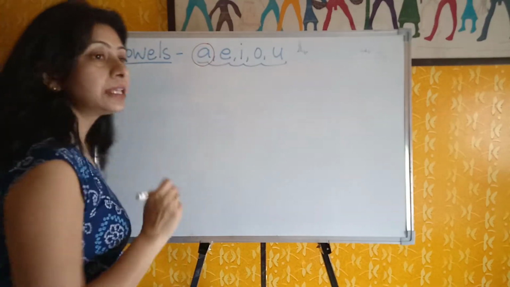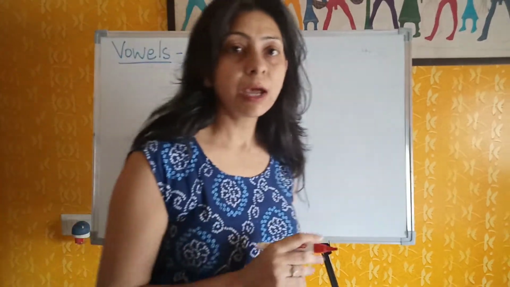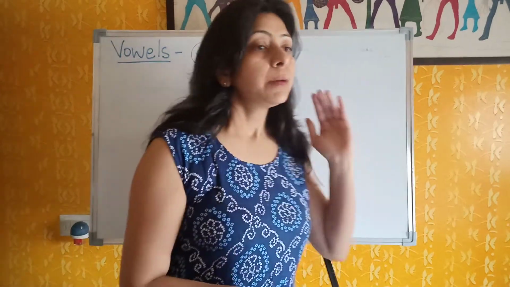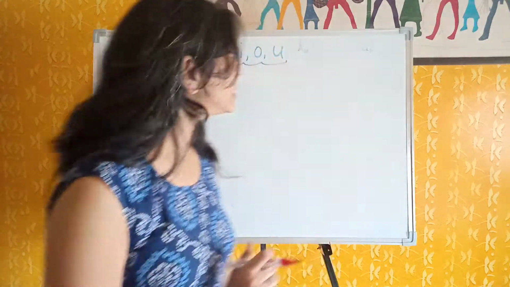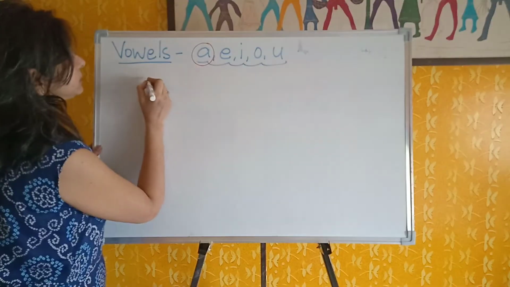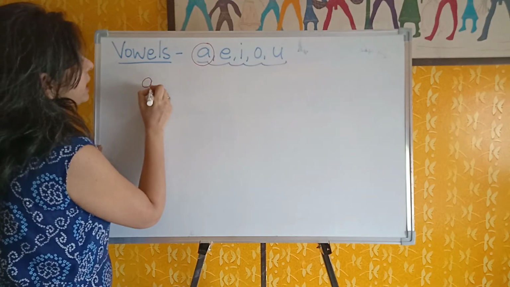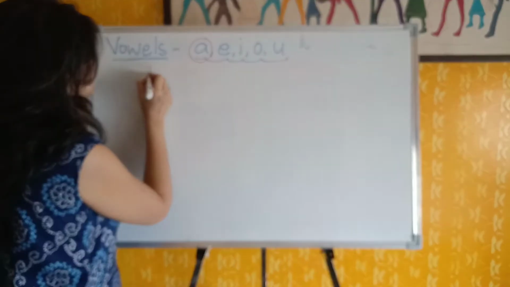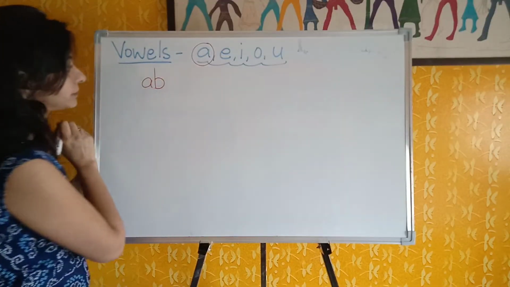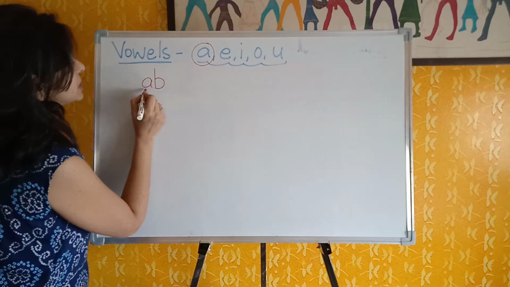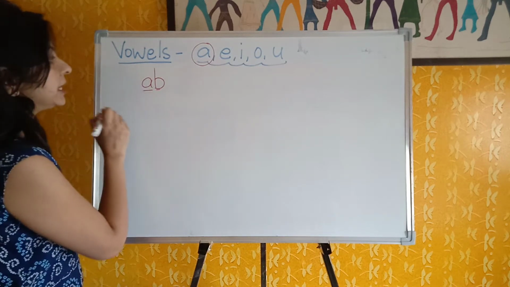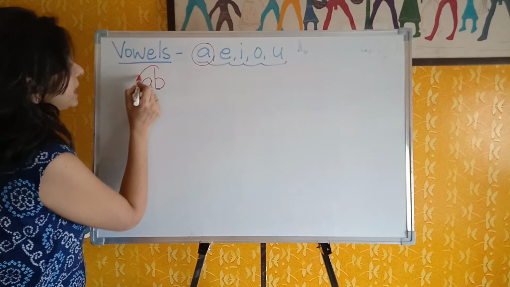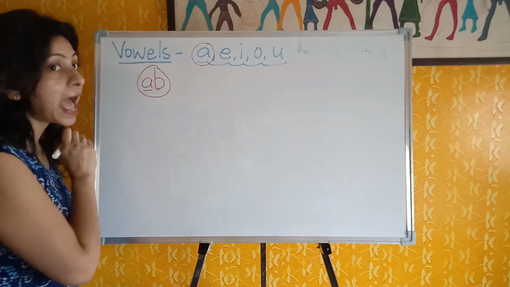A. In this video, we will learn more about blending the a sound with the rest of the consonants of the English alphabet. So let's start with a and b. When we use this vowel a with the consonant b, it makes the sound ab.